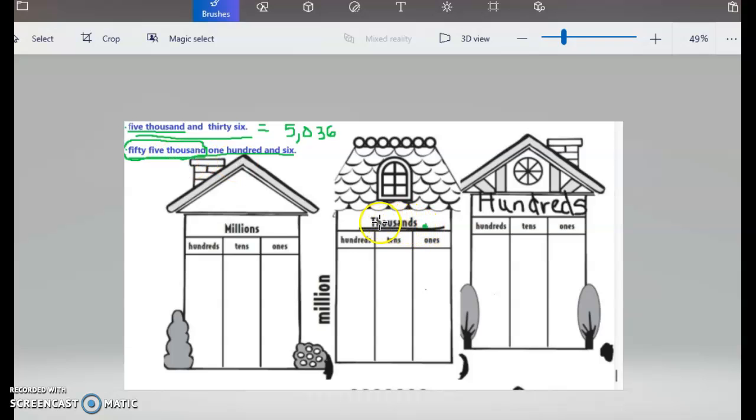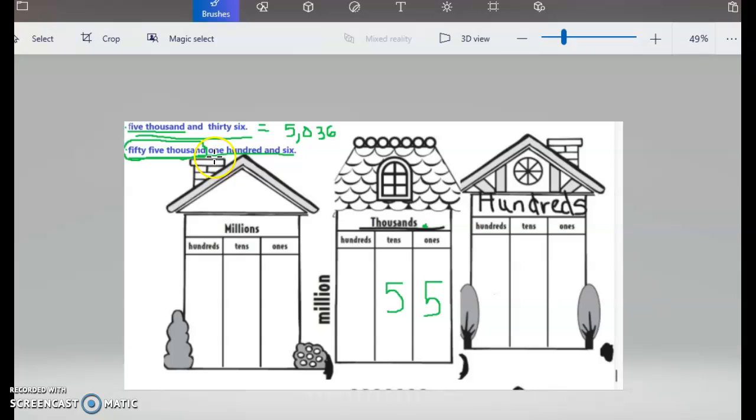Up here it shows me that this is my thousands house, my hundreds house, and my millions house. But we're working in the thousands. So it says 55,000. Now if I was writing 55, I would know that 50 would go under the tens house and 5 would go under the ones house, even though they're still under the thousands house, right? So this would be 55,000.